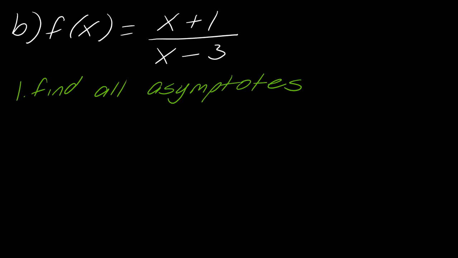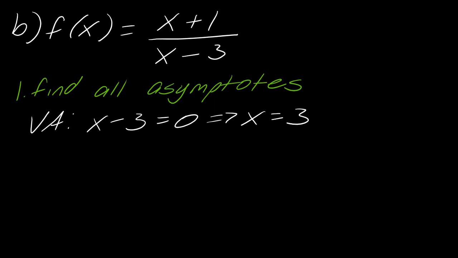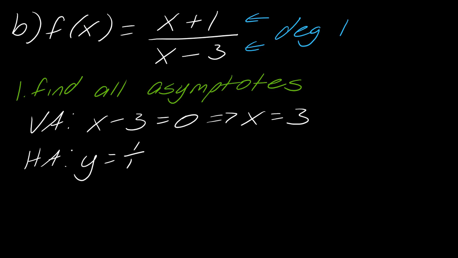Okay, so first we're going to find all the asymptotes, which in this case I think is simple. For the vertical asymptote, I just set the denominator equal to 0. That's going to give me x equals 3. So that one's nice and straightforward. And then for the horizontal asymptote, the top and the bottom are both degree 1 polynomials. So to find the horizontal asymptote, I just take the leading coefficients of these two terms, which in this case is 1. So my horizontal asymptote is 1 over 1, or in other words, y equals 1.